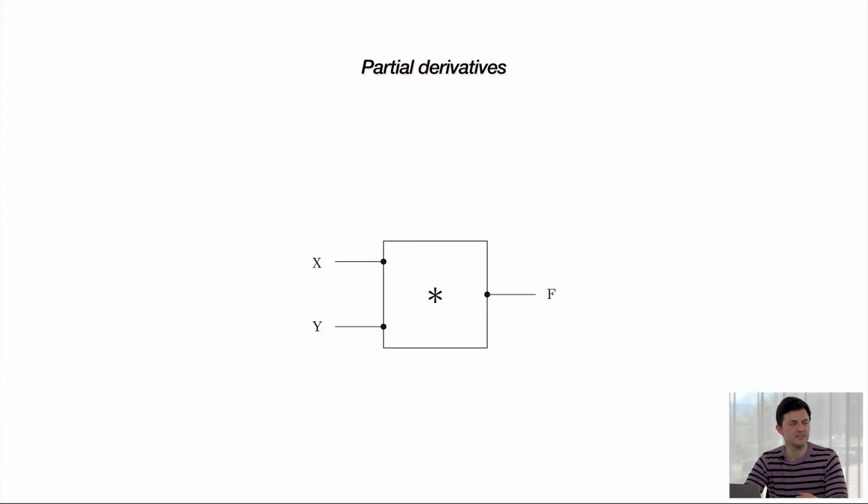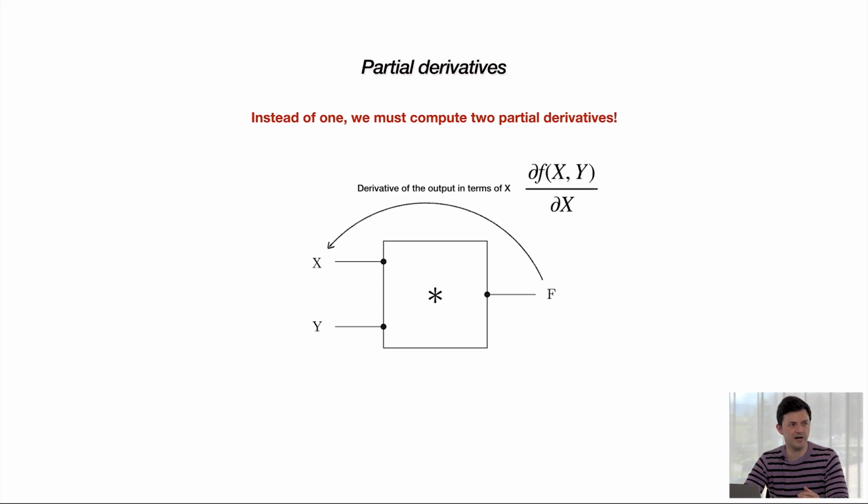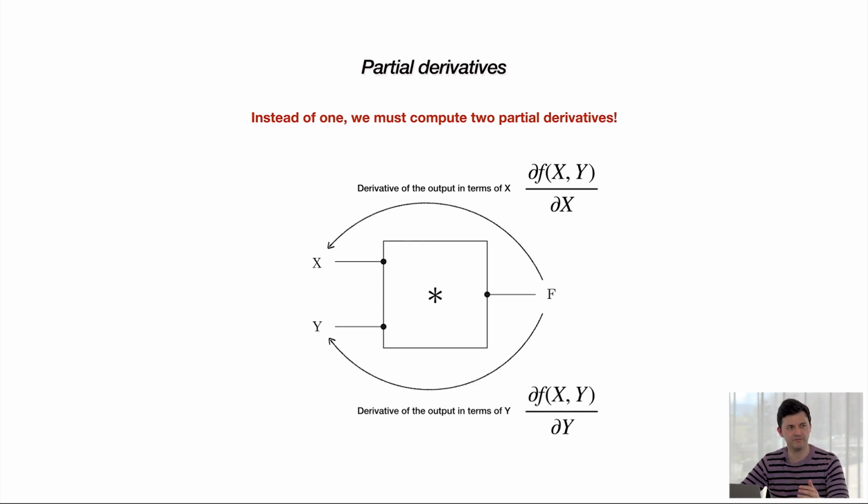Since now we are considering multivariable functions and their derivatives, we need to use the precise name for the derivatives, which is partial derivatives. So instead of one derivative, we must compute 2 partial derivatives because this function has 2 inputs. And what are these partial derivatives? One is the derivative of the output in terms of x and the other is the derivative of the output in terms of the second variable, y. And for you, it might seem that this way of describing derivatives is quite complicated and cumbersome, but it's just a matter of getting used to it.